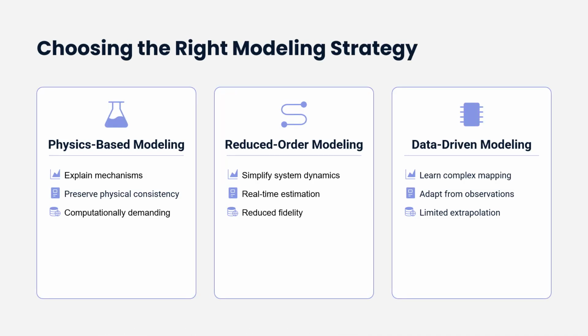No modeling strategy is universally optimal. Each reflects a different modeling philosophy. Physics emphasizes mechanisms. Reduced order models emphasize efficiency. Data-driven models emphasize flexibility. Digital twins require all three. No single modeling strategy satisfies every requirement. Modern modeling is moving toward integration.